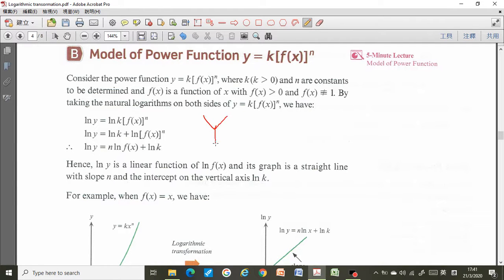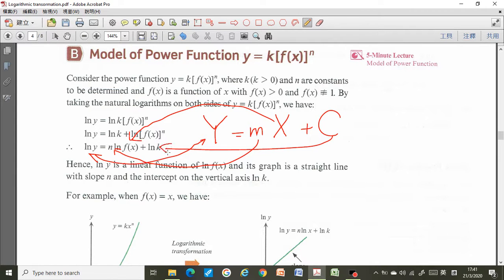It is the capital Y, which is the log y, equal to m times capital X, plus c. M is the slope, which is this one, the n. And the capital X is just this log f(x), and then plus the c. C is still the log k.